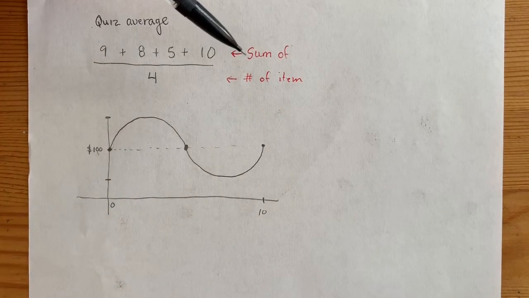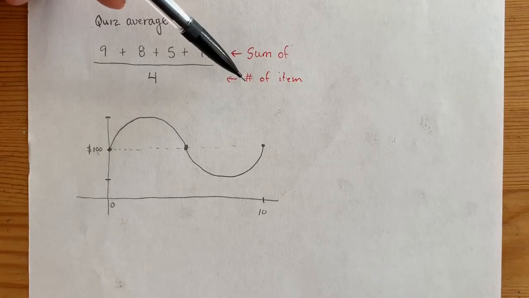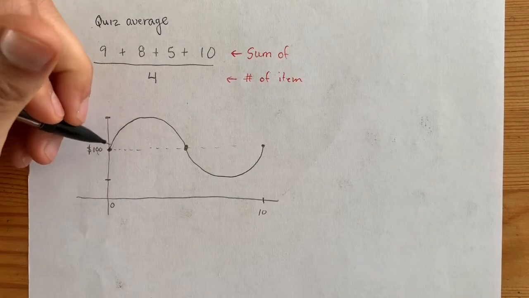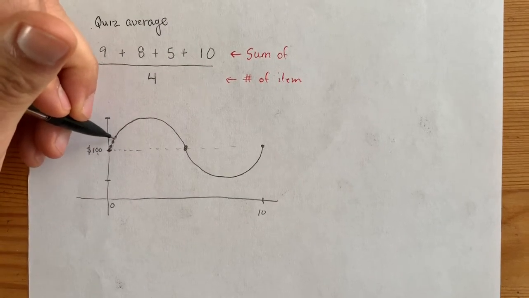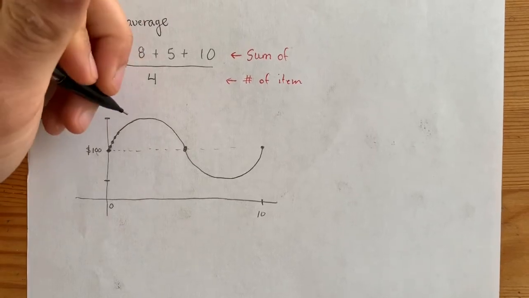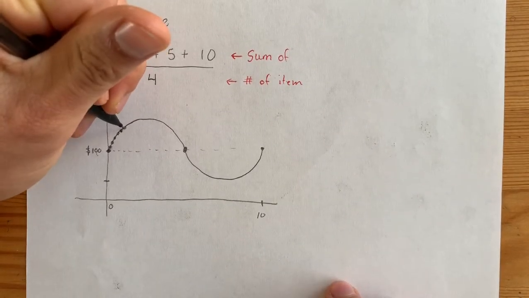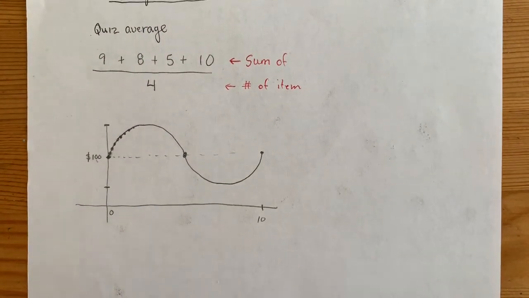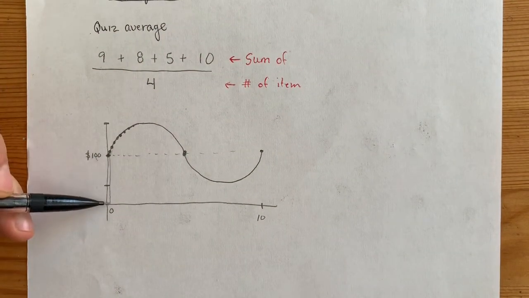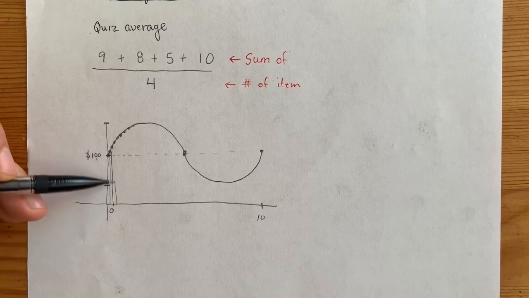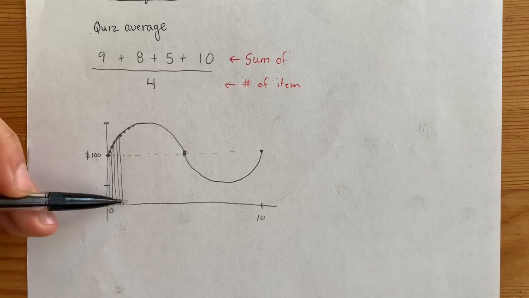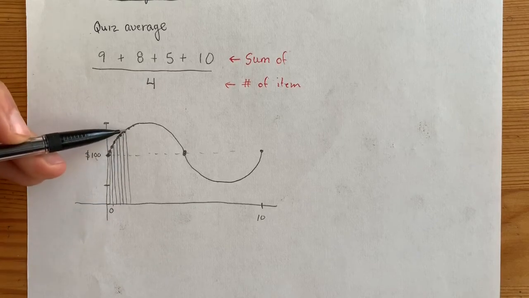We need to add a sum of something here, a sum of values, and divide it by the number of those items. So to add the values, we need to add all of these little values, sorry for the shake there, all of these values of the stock price at every instantaneous moment. So what you can do is make this like when we did rectangles and found a Riemann sum or an integral of adding all of these up.